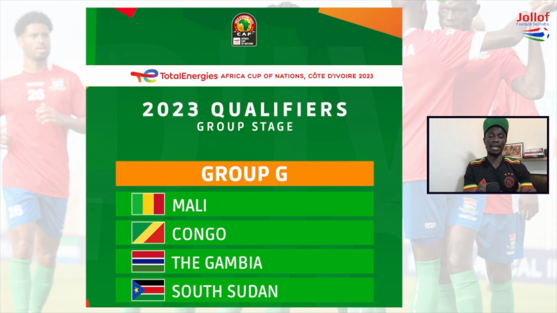Our group is Gambia, Mali, Congo and South Sudan. Mali, African Cup of Nations is the most recent game we played against them. Remember that game.